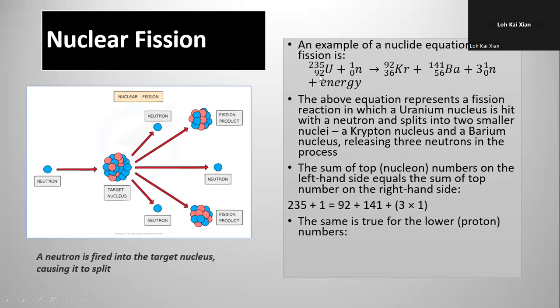It's also true of this part, 92 plus 0. This is the charges. The charges must be conserved. That means we cannot lose any charge. So 92 plus 0 equals 36 plus 56 plus 3 times 0, which is 0. Okay, so 3, not 2, sorry.